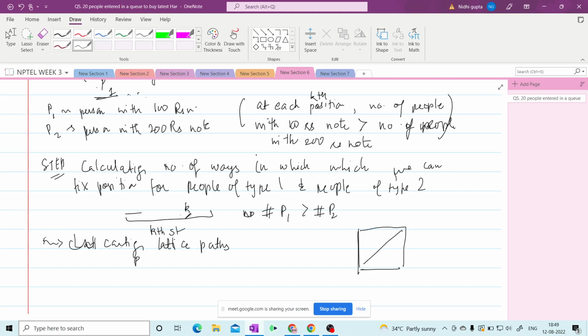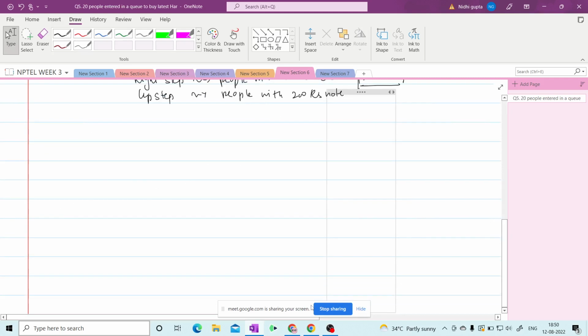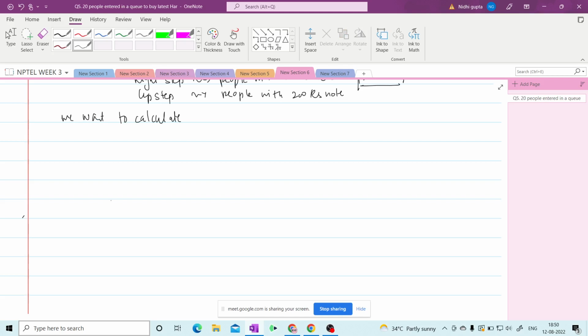So if a right step corresponds to people with a 100 rupee note, and an upward step corresponds to people with a 200 rupee note, we want to calculate north-east paths on a 10 cross 10 block, because we have 10 people with a 100 rupee note and 10 people with a 200 rupee note, that lie below the diagonal. Is that fine?